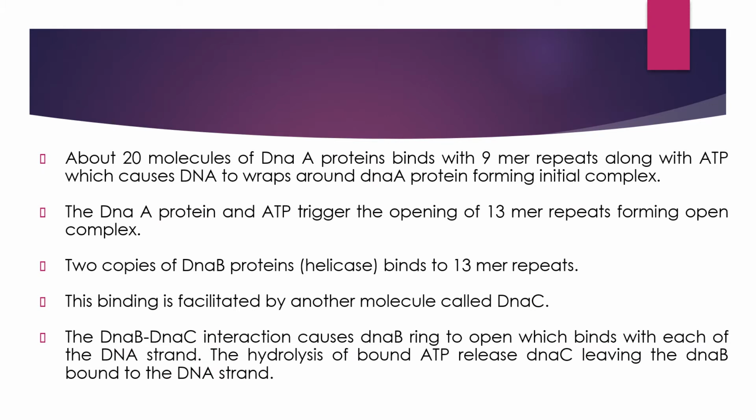At this place, 20 molecules of DnaA protein bind with the 9-mer repeats along with ATP molecules. DnaA protein binds here, which causes DNA to wrap around the DnaA protein, forming the initial complex. DnaA protein and ATP trigger the opening of the 13-mer repeat, forming an open complex. So first of all, DnaA will bind to the 9-mer repeat. This will lead to the opening of the 13-mer repeat region.